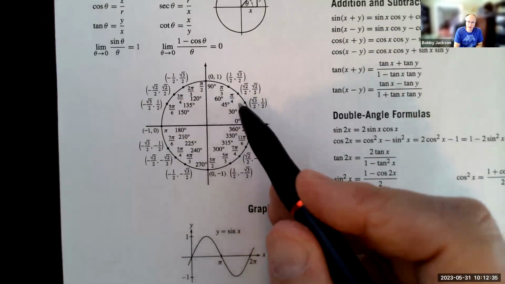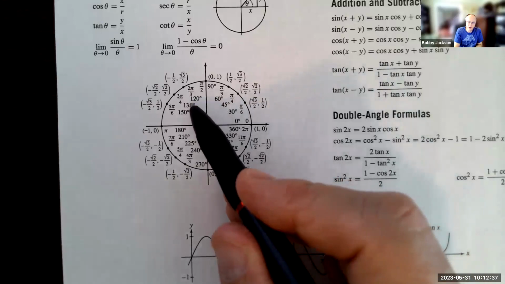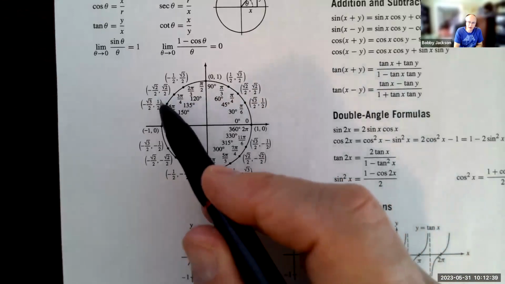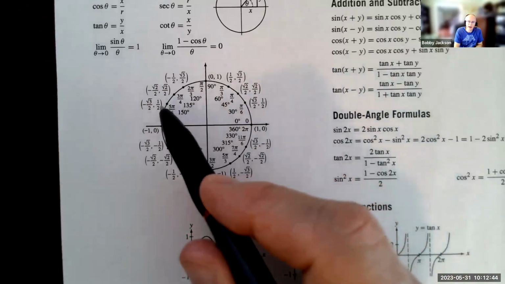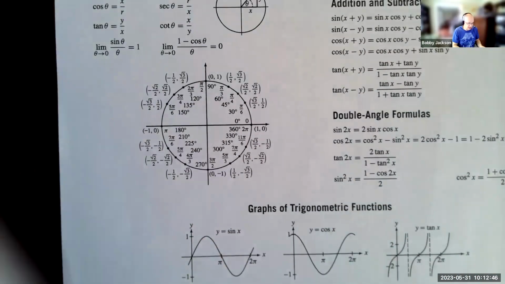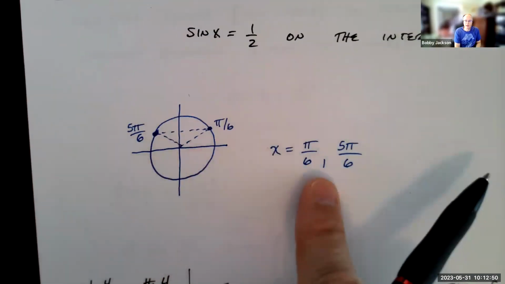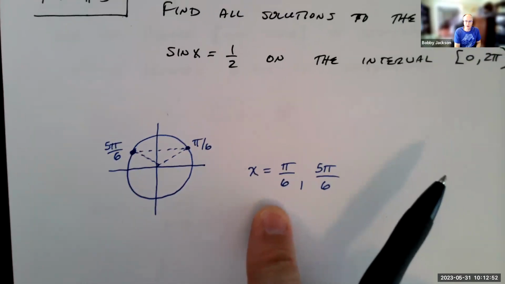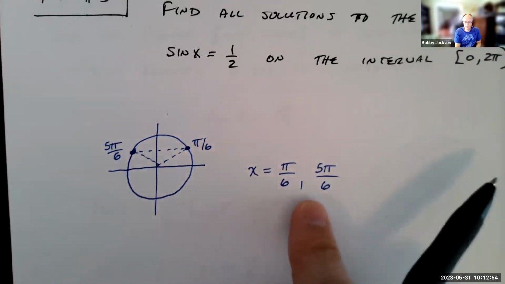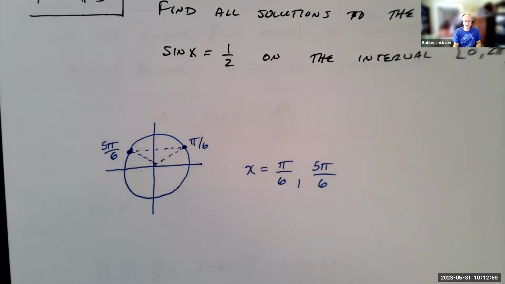But where else? If I continue to go across, I'm also at 1/2 at 5 pi over 6. We can see that there. So sine is equal to positive 1/2 at pi over 6 and 5 pi over 6. Again, I would just draw the picture like this, indicating those two values, and that is the answer. I think in this one it's just a multiple choice one. But make sure you understand where this comes from.